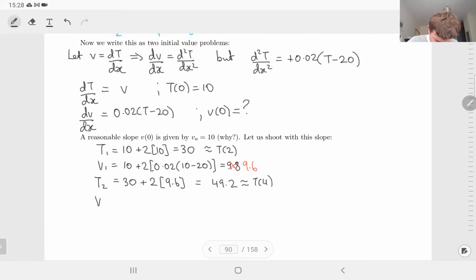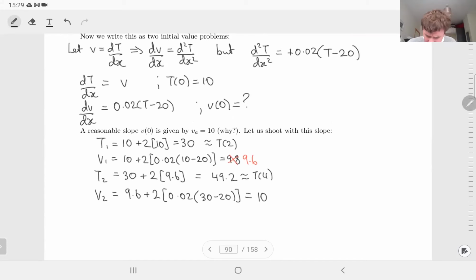We need to find V2, which is the next value of V, which is the previous V, 9.6, plus the step size, which is 2, times the derivative of V, which is 0.02 times the previous T, which was 30, minus 20, which is equal to, I'm a little bit nervous of that, and I'll explain why. Maybe we'll just keep going. There's something I'm a little worried about in the equations, but we'll just keep on going and see what happens.